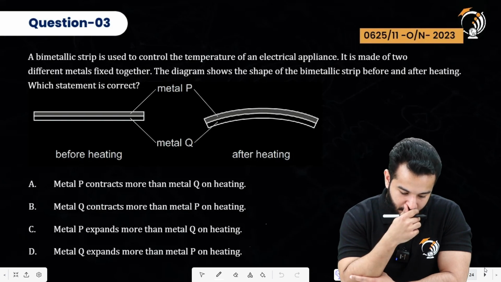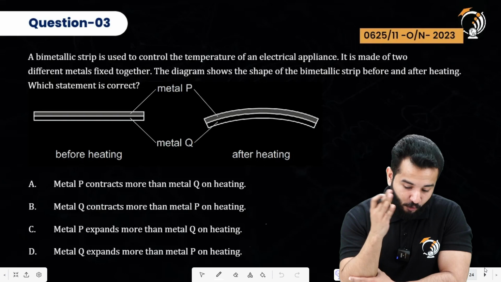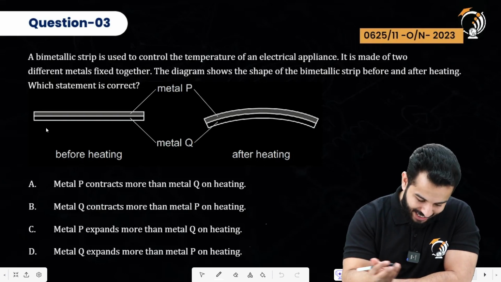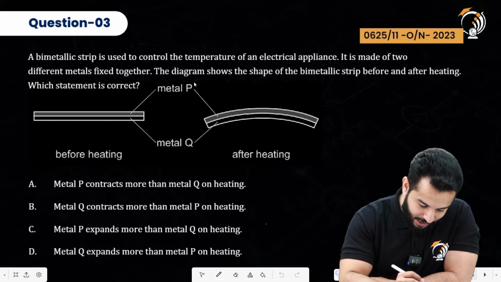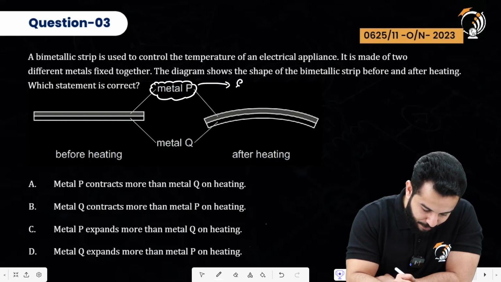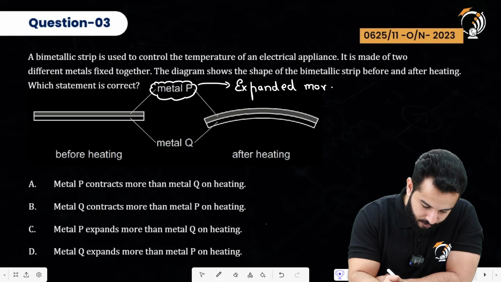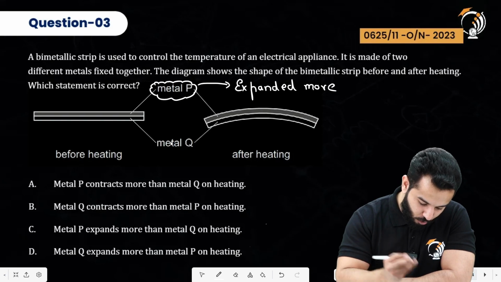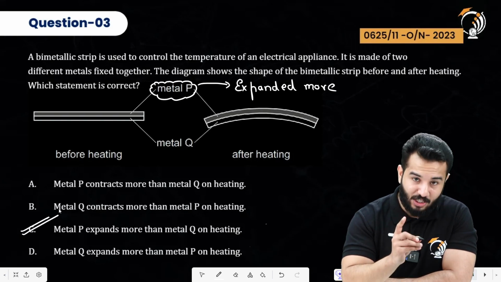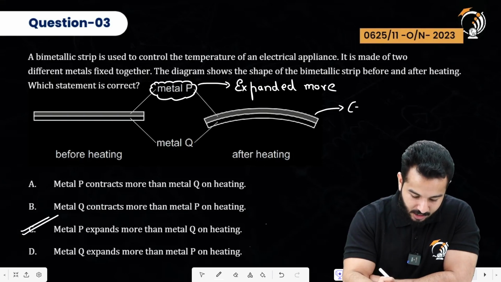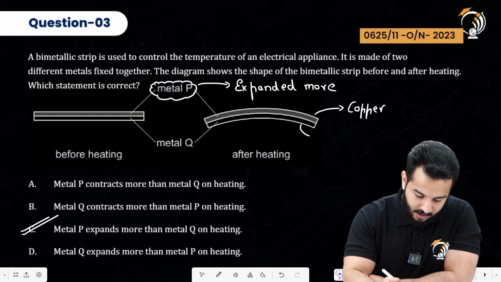The diagram shows the shape of the bimetallic strip before and after heating. So before they were quite linear, and after they have bent, and now I can clearly say that metal P has expanded more, and this one has expanded less, right? So metal P expands more than metal Q. And just for information, usually when we talk about a bimetallic strip, this happens to be copper and this is iron.